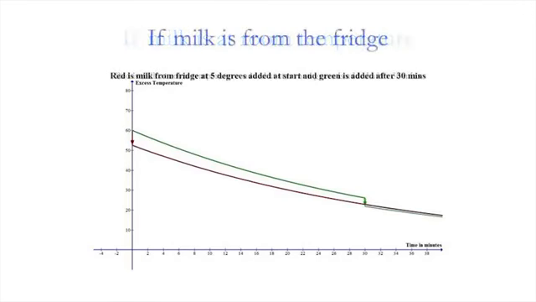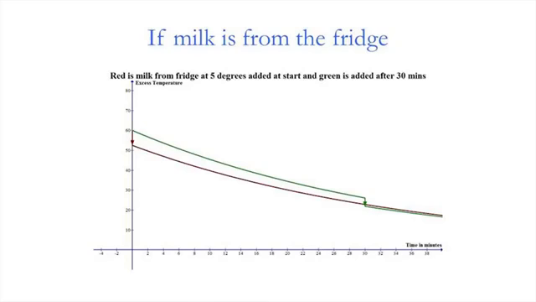If the milk is from the fridge, what happens is that it drops down here where we're adding it right away, and then Newton's law of cooling kicks in and it keeps on going. But if you add the milk at the end, here we have it dropping down because we haven't added the milk. Now we're adding the milk and it drops down and it goes lower than scenario 1. So in other words, the best thing to do if you're milking in the fridge is to add it right away.